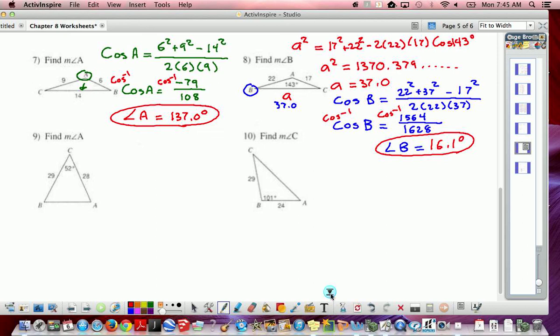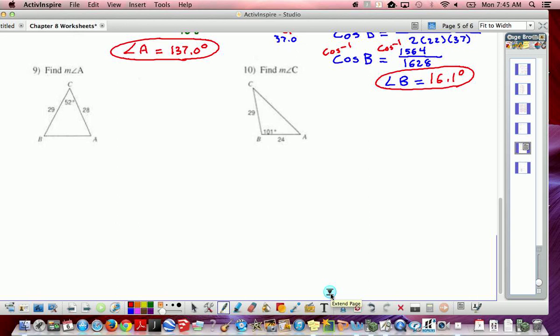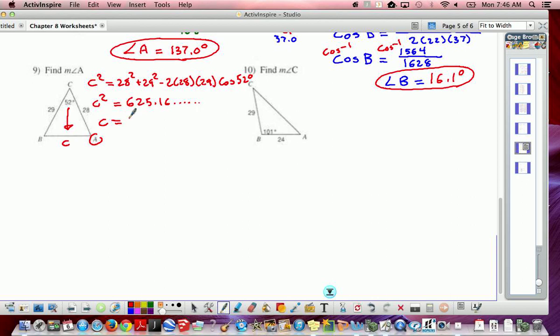That doesn't want to move up for me. There we go. All right, to find angle A, I first actually have to find side C. So C squared equals 28 squared plus 29 squared minus 2 times 28 times 29 times cosine of 52 degrees. When I plug that into my calculator, I get 625.16... So C ends up being 25.0.